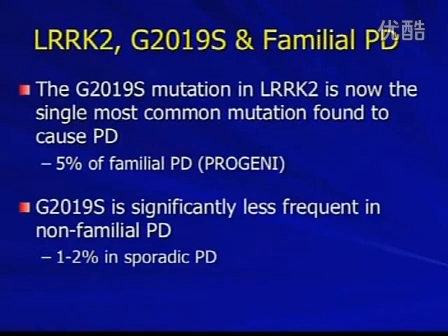But they had a couple things that worked in their favor. There was one predominant mutation that was found in many families. It's this G2019S mutation. It's now the single most common mutation, single variation, that can cause Parkinson's disease. It's about 5% of familial cases. It's more common in familial than it is in sporadic.